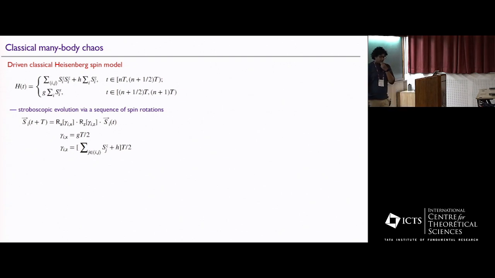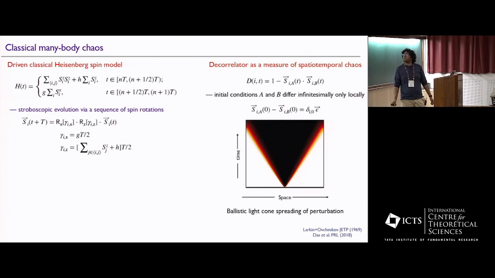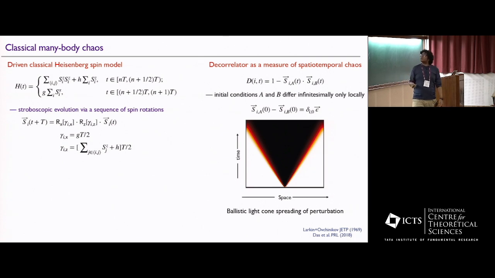So this is the model, and the way we think about classical many-body chaos is we define a decorrelator. What we do is we start with two initial conditions. They are exactly the same everywhere, except they are different at one particular site, let's say in the middle of the chain. And then we ask that these two copies under this seemingly chaotic dynamics, how do the two copies get decorrelated in space and time? And what you basically see is that there is a ballistic light cone with some spread, with some broadening of this front. That's not going to be rather important. The crucial point is that you see a ballistic light cone spreading of this perturbation.